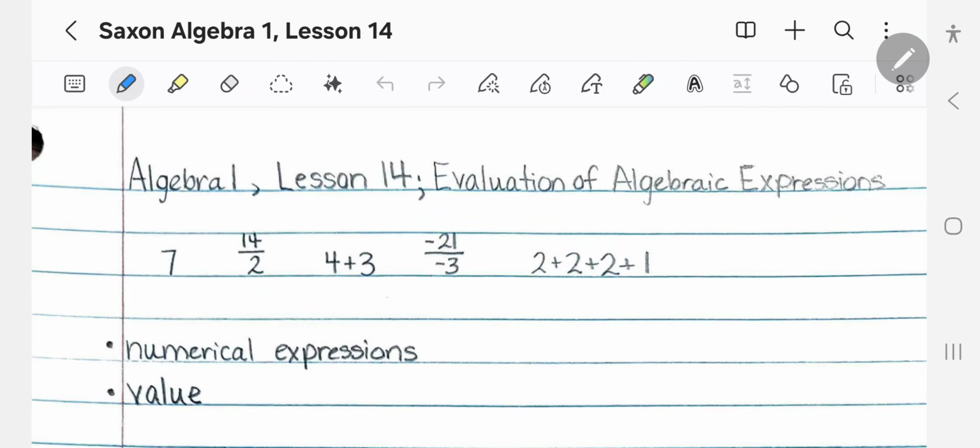This is Algebra 1, Lesson 14, Evaluation of Algebraic Expressions.